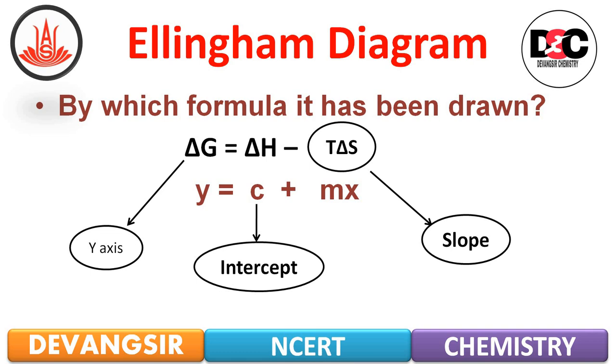By which formula has this Ellingham diagram been drawn, meaning how has it been developed? We are already aware of this formula: delta G is equal to delta H minus T delta S. Now this formula is compared with the straight line equation, y is equal to mx plus c. Here delta G is on the y-axis, delta H, that is c, you can call it the intercept. T delta S is considered to be the slope, which has a negative value, that is mx, which is on the x-axis.